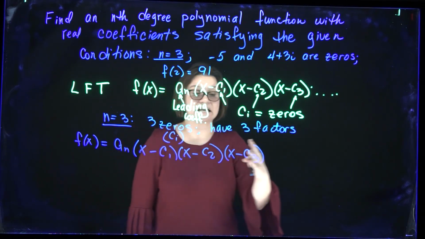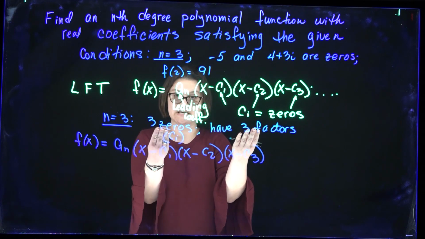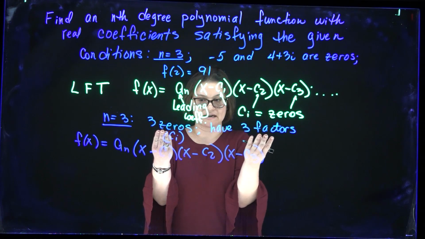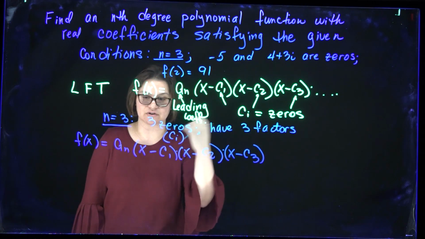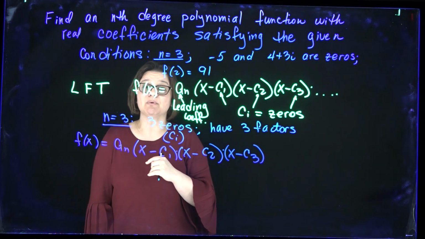And we don't have to write any further because we know we'll have 3 zeros and we will have 3 factors. Okay, now remember there are multiplications. Notice how I'm saying factors, right? All right, now let's see what else we can do.